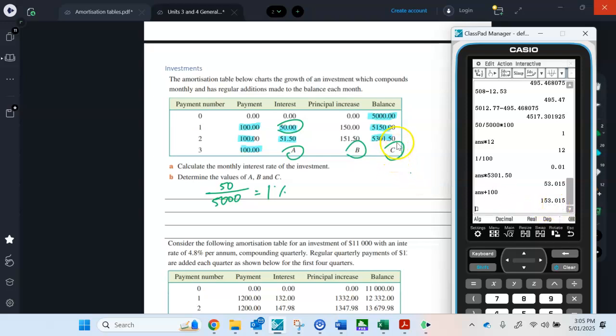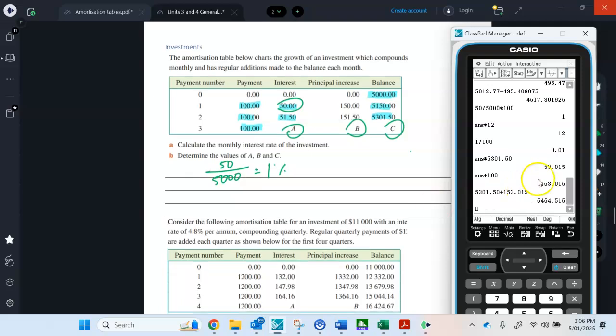So your balance, you take the previous value, 5301.50, and we're going to add on that principal increase. I'm just going to highlight it and drag it down. So your investment is now worth $5,454.52. You can write down those values. There's A, that's B, and that's C.